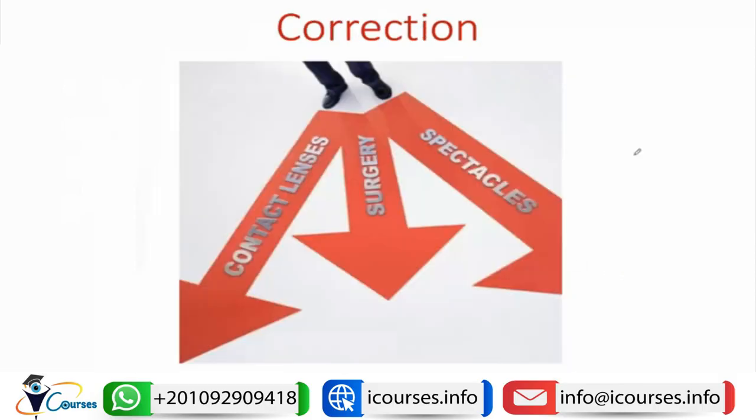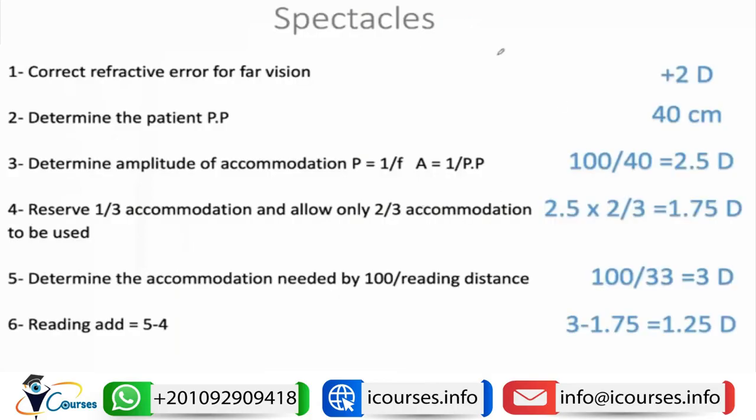So how can we treat and correct this condition? This can be done by any of three routes: either with contact lenses, glasses, or surgery. So how can we correct presbyopia? There is a certain rule of correction in order to maintain the accommodation reserve for the patient, so that the patient will have comfortable near vision.